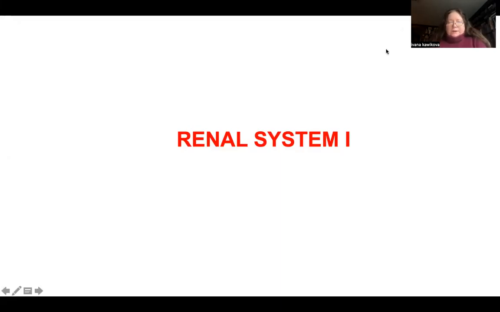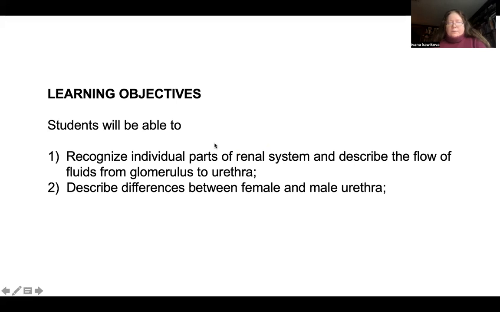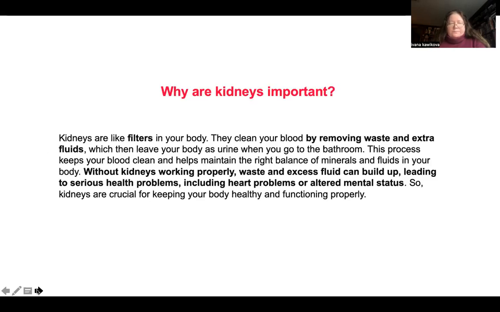So in this part, we are going to review briefly the basic anatomy and physiology of the renal system. Our goal is to recognize individual parts of the renal system, see how the fluids from plasma filtrate to urine actually flow, and describe the differences between the female and male urethra.